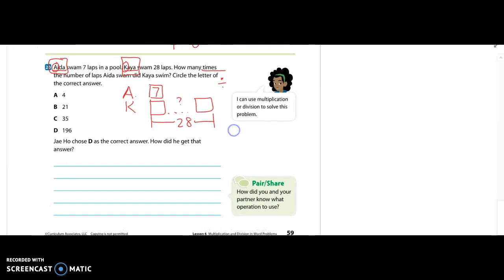We know it's multiplication comparison, but we're going to have to use division to answer our problem. This problem is 28 divided by 7, because we know that Ada swam 7, equals the number of times that Kaya swam as many as Ada. So what is that answer? 28 divided by 7 is what? Well, I know that 28 divided by 7 is 4 because I know that 28 is 4 times larger than 7, 4 times as many as 7. So my answer is 4. That's how many laps she swam.